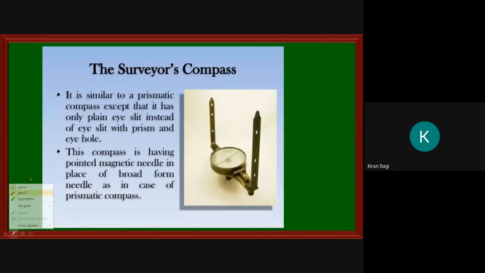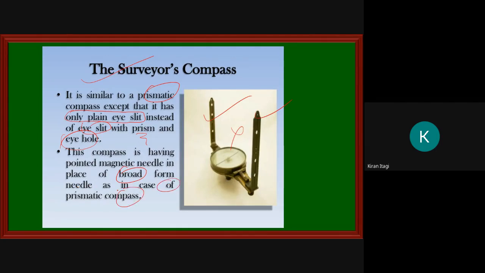Then we have the surveyor's compass. It is also the same. It is similar to the prismatic compass, except that it has only a plain eye slit instead of an eye slit with prism. Here the prism is not there, only eye holes. Here you can see these two vanes. This compass has a pointed magnetic needle in place of a broad needle, as in the case of the prismatic compass. Here also you can see the needle which is suspended freely on the board.